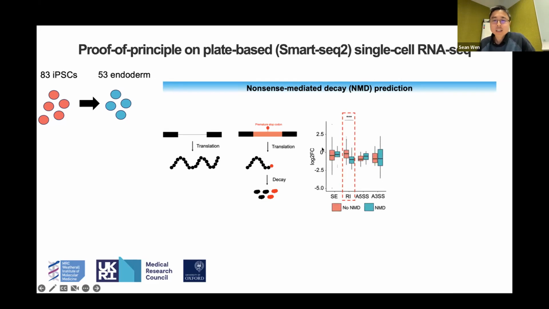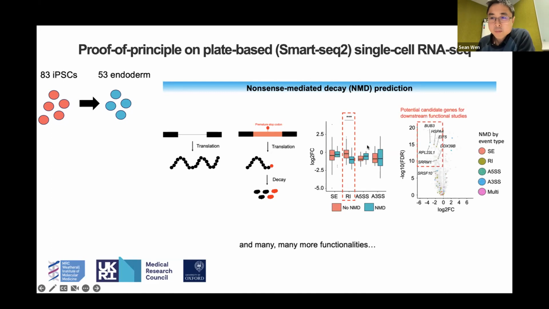If we look at the gene expression profile for alternative splicing events that do not give rise to nonsense mediated decay and those that do, you will see that the gene expression is decreased whenever there is an intron retention that leads to nonsense mediated decay, as we've seen over here. And so why is this important?